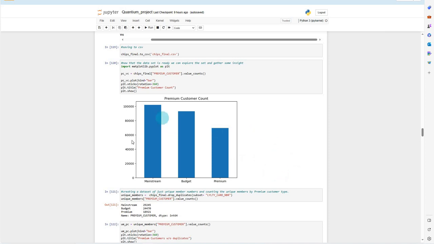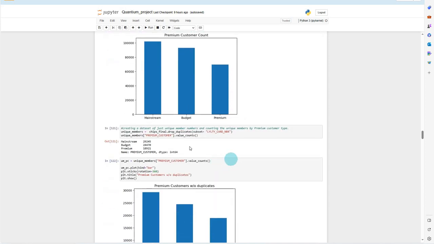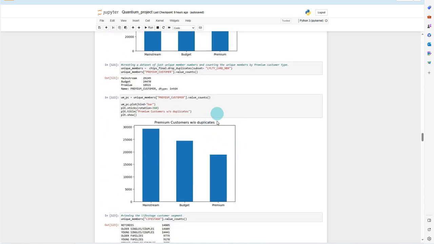And then at this point, I started graphing it and exploring it. So the premium customer count, as we can see here, mainstream had the most purchases. Budget was second, and then premium was last. And then I was looking at not duplicate transactions, but duplicate loyalty card numbers. So I just wanted to capture the unique or distinct customers. So it stayed the same: mainstream, budget, premium.